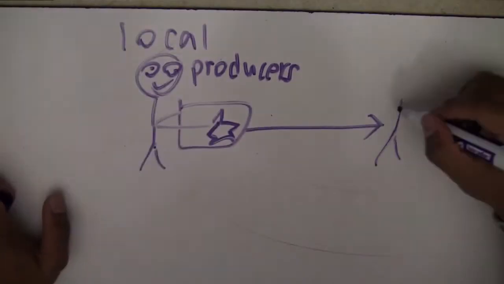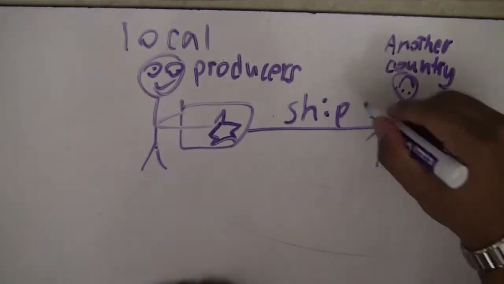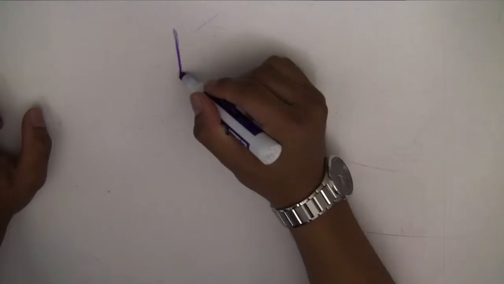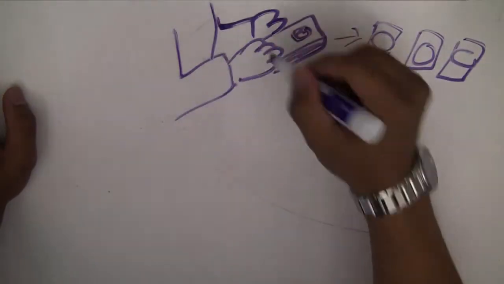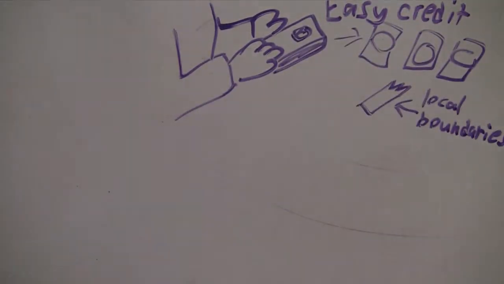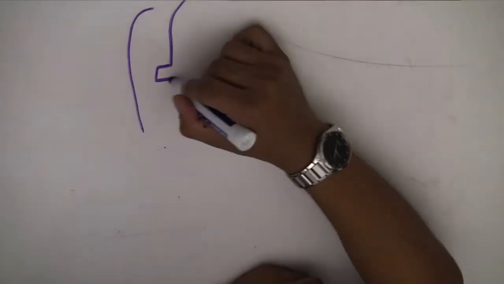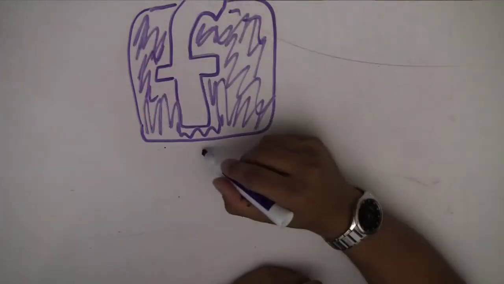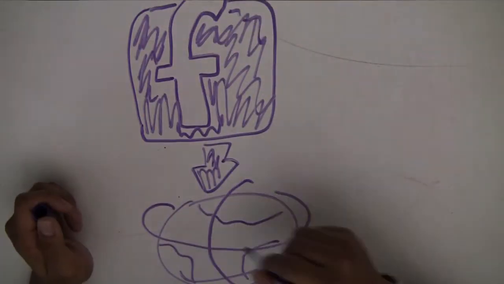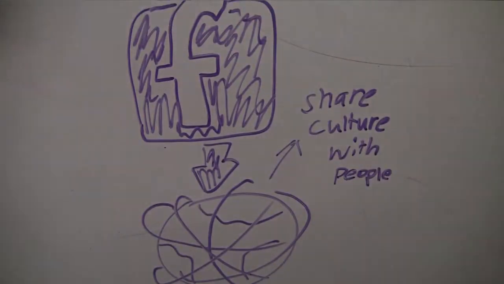Free shipping lanes to local producers also play a major factor in globalization, along with the use of easy credit in order to break barriers between different countries. Here's an interesting fact. Facebook is a form of social globalization as it allows you to share your culture and lifestyle with those around the world.